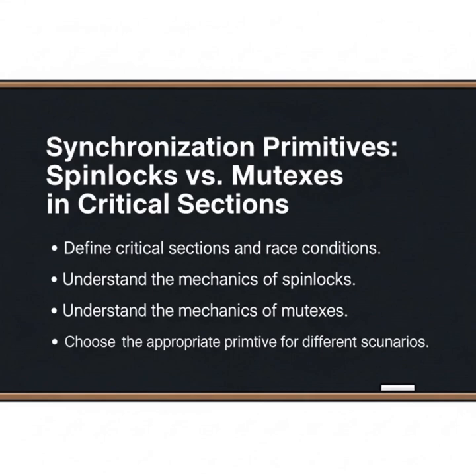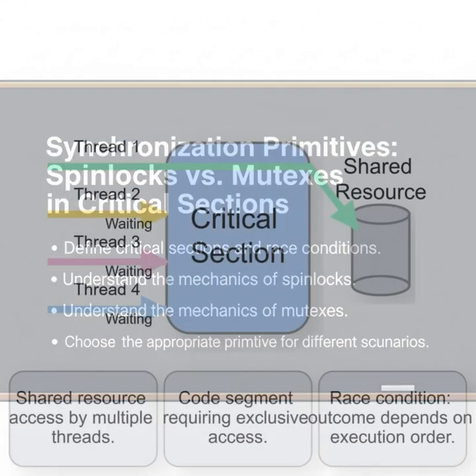By the end of this lesson, you will be equipped to define critical sections and race conditions, understanding why they necessitate synchronization. You'll then understand the mechanics of Spinlocks, appreciating their unique approach to resource locking. Following that, we'll explore the mechanics of Mutexes, contrasting their behavior with Spinlocks. Finally, and most importantly, you'll learn to choose the appropriate primitive for different scenarios, ensuring you make informed design decisions in your projects. Let's get started.